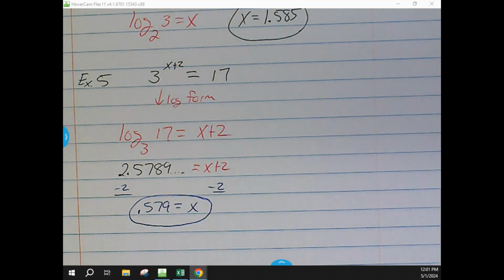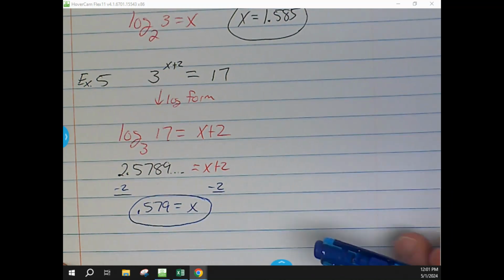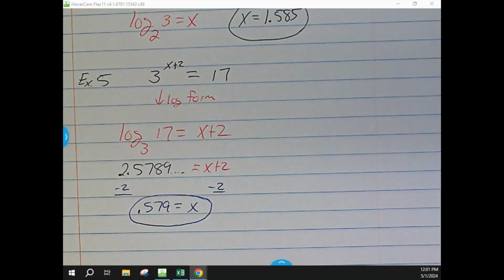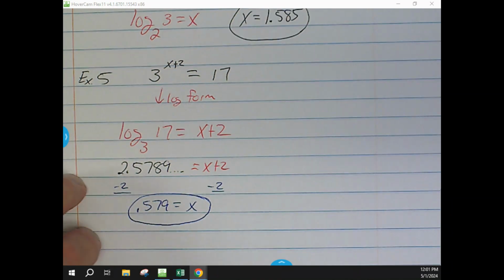Okay, so now we're going to flip it around. Now we're going to give you something in log form and show you what to do if they give you something in log form. Okay, everybody good there? All right, so everybody's good.